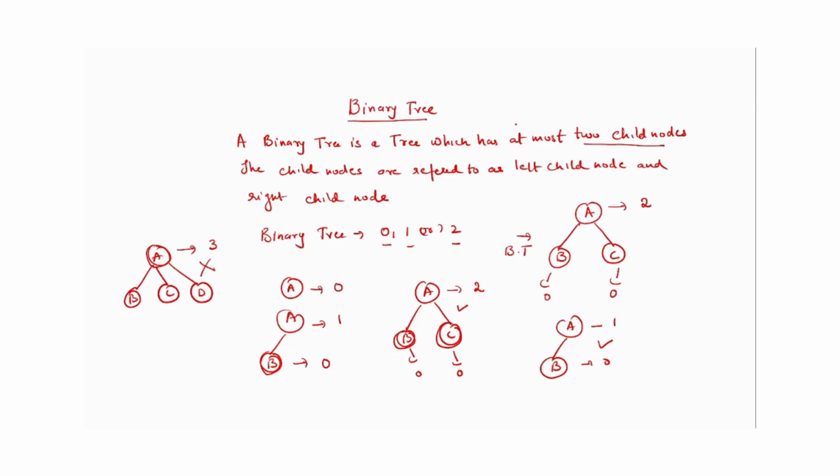So a binary tree is a tree which has at most two child nodes. At most means that it should have either 0, 1 or 2 child nodes only. It cannot have more than 2 child nodes. The child nodes are referred to as the left child node and the right child node. Here in this tree, the left child node is B and the right child node is C, and the root node is A, or A is the parent node.